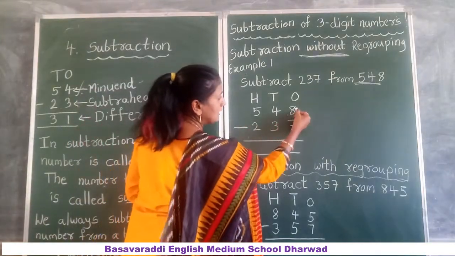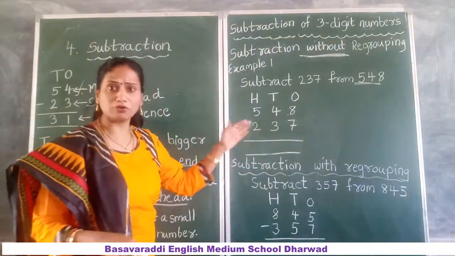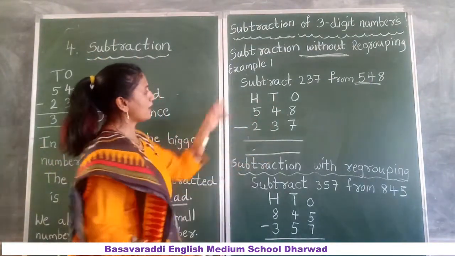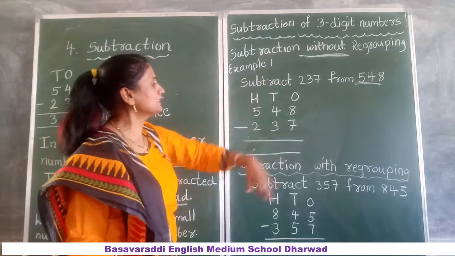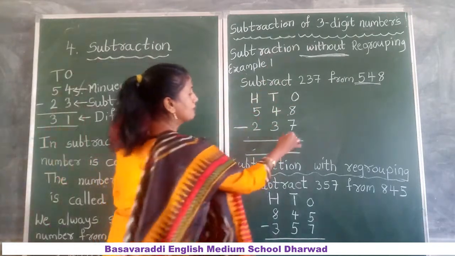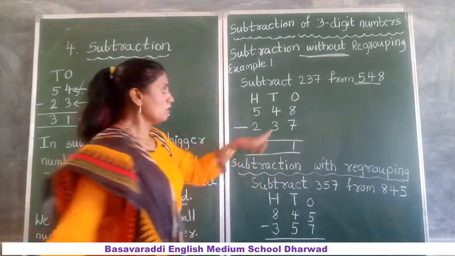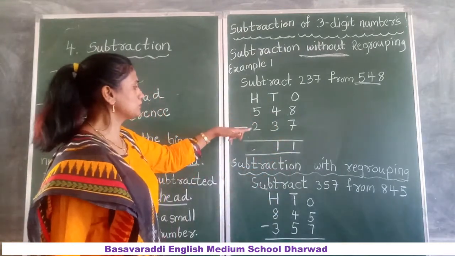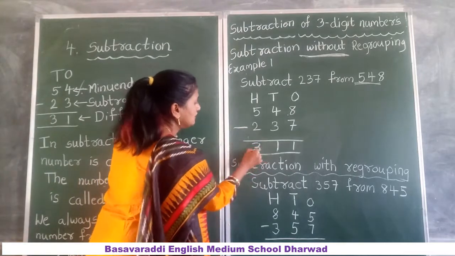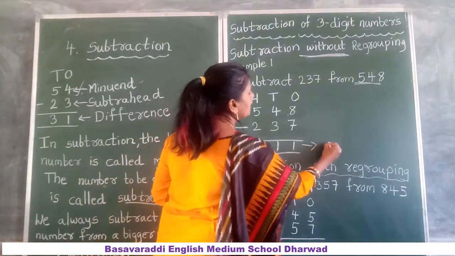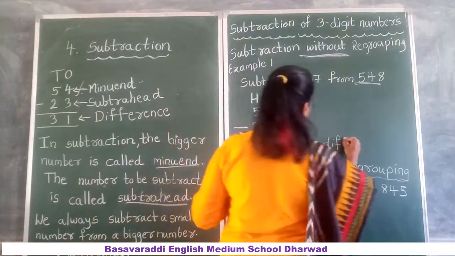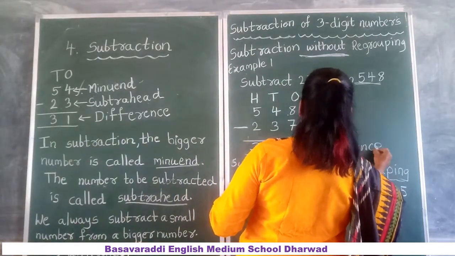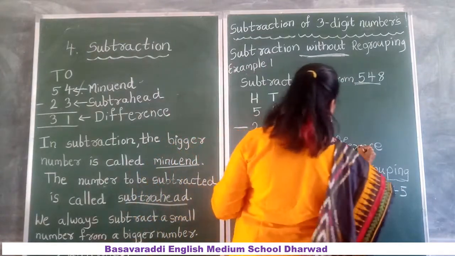Now 8 minus 7; we always start from the ones place. Don't write here like this. No, we are always subtracting from the ones place. So 8 minus 7 is 1. 4 minus 3 is 1. And 5 minus 2 is 3. This is the difference.